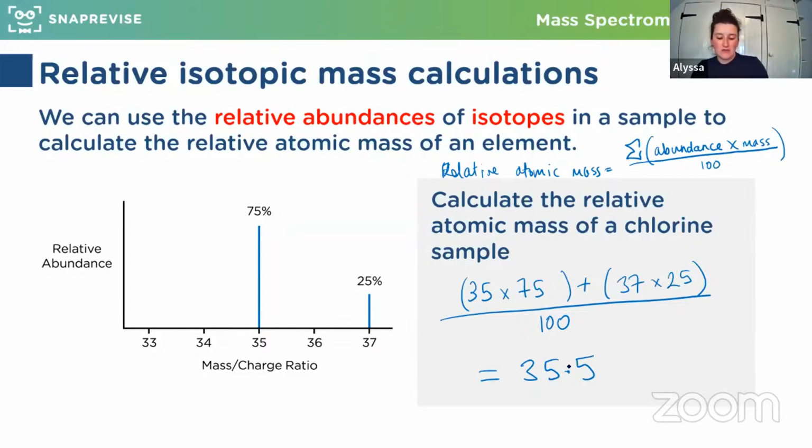But it's always worth, and I'm sure you already do, checking with your periodic table. If you're calculating the relative atomic mass of chlorine and you get 70, you've probably done something wrong. If you're calculating the relative atomic mass of bromine and you get 3, you've probably done something wrong, because it will be a number similar to the periodic table, but it may not be identical.